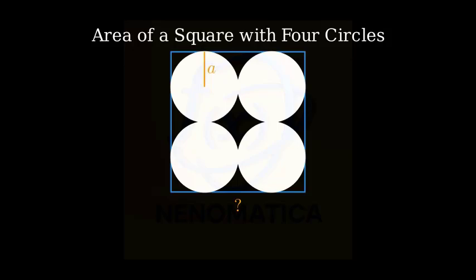First, let's determine the side length of the square. Each circle has a radius of a, so its diameter is 2a. Since the square perfectly contains the 4 circles in a 2 by 2 arrangement, the side length of the square must be 4a, which is the sum of the diameters of 2 circles placed side by side.